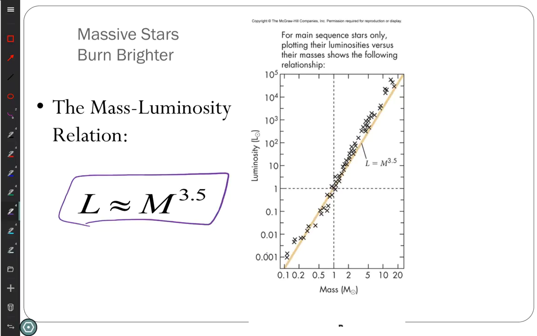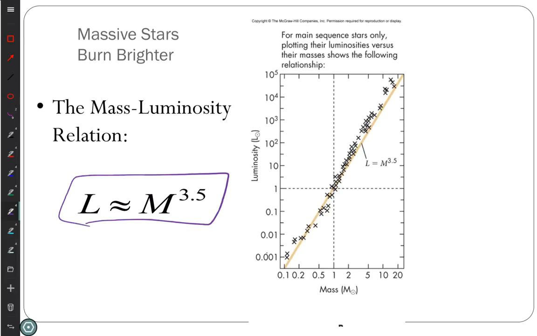And of course, where does that energy come from? If it's in the main sequence. Yes, if it's in the main sequence. That's a very important caveat. Where does that energy come from? The fusion reaction. Fusion of hydrogen into helium. And so the mass that makes up the star is itself the fuel.